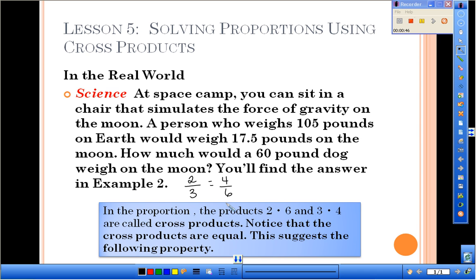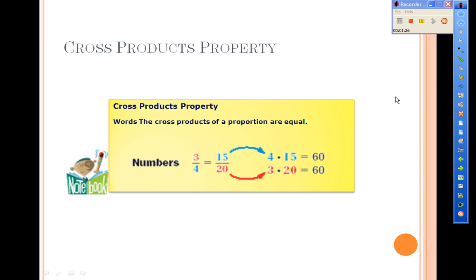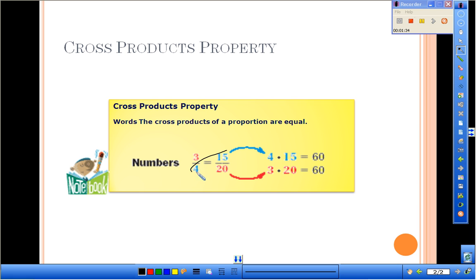But there is a special property called the cross product property. And what this means is that the numbers across from each other, if they were multiplied, you would get the same answer. Notice that 2 times 6 gives us 12, and 3 times 4 also gives us 12. And we're going to use this property to help us solve for unknown quantities in proportions. And here's the cross products property, just showing once again that 4 times 15 will give you 60, and 3 times 20 will also give you 60.